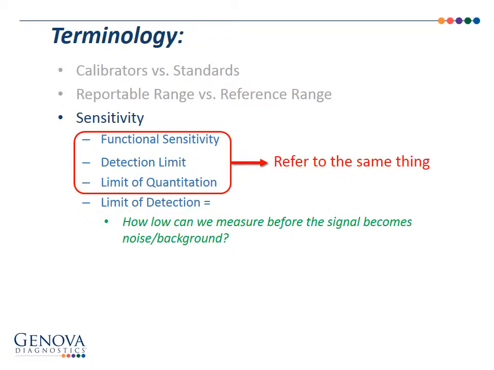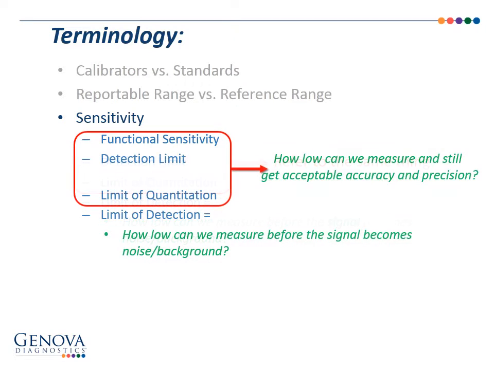So what are the differences? Limit of detection is how low can we measure before that signal just becomes noise or background. And these 3 are how low can we measure and still get acceptable precision and accuracy. So for those of us in the lab, I think of the limit of quantitation, the LOQ, as how low can I go and I'm still getting acceptable CVs, I'm still getting acceptable precision. Basically, how low can I go, and if I get a proficiency test sent through, I still feel confident in those results. I still know that I'm going to get the right answer. Limit of detection is really at what point can I not differentiate my result from noise. And I'll show you some more on that in a minute.